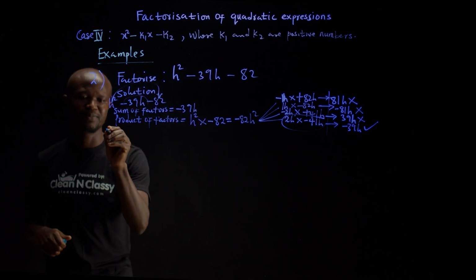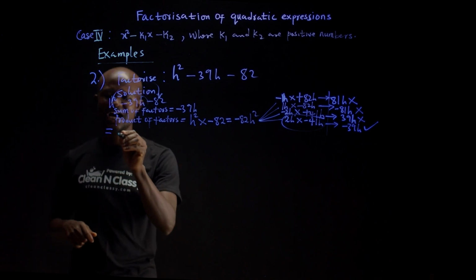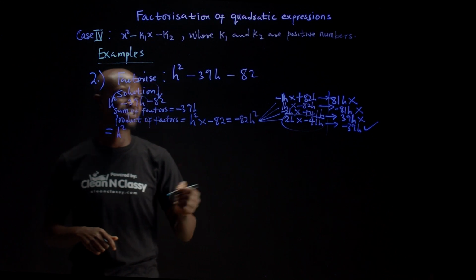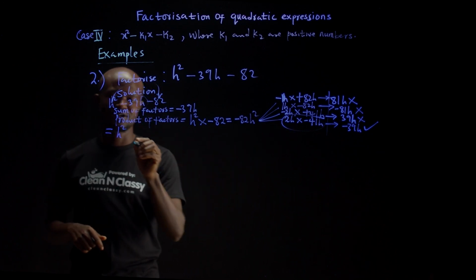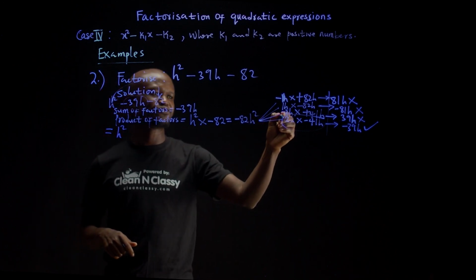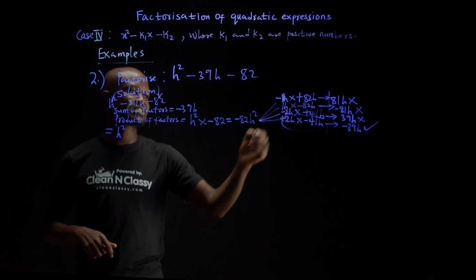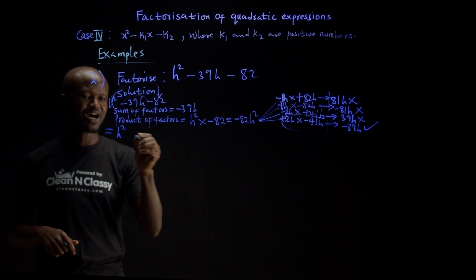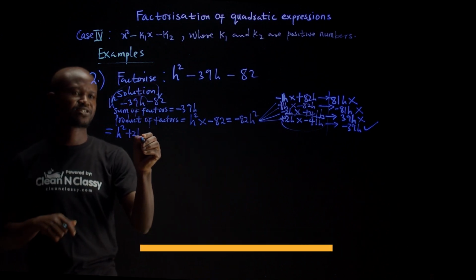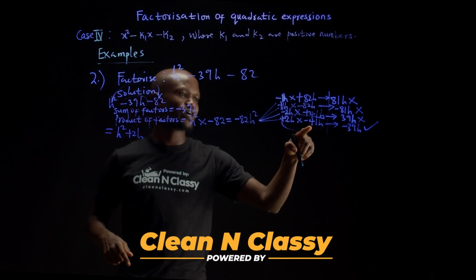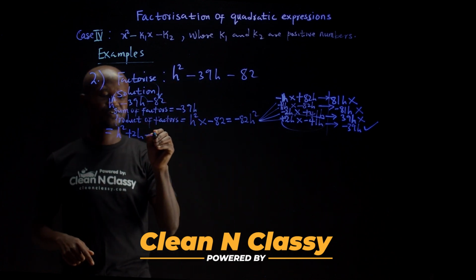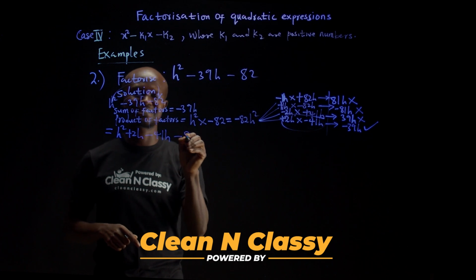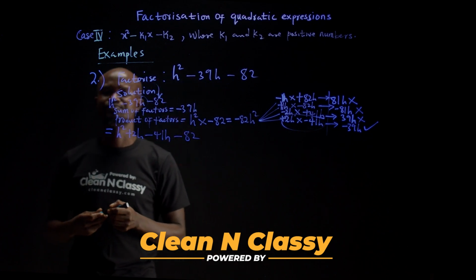Let's go back to the main question. Now we have h square. We are going to use to represent the middle term. What do we have? The first one is positive 2h. This is like positive 1h. Take note. So we are going to have plus 2h. Then what do we have? Minus 41h. Then the last term, which is a constant term, minus 82.